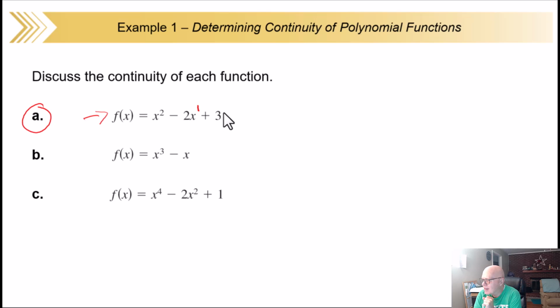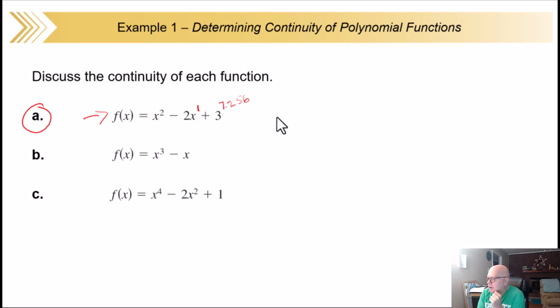Now if, for example, this were 3 to the 7.256, we don't care. Regardless of what the exponent might be, we don't care because it's a constant. That's all that matters. It's only the exponents of the variables that have to be positive integers.